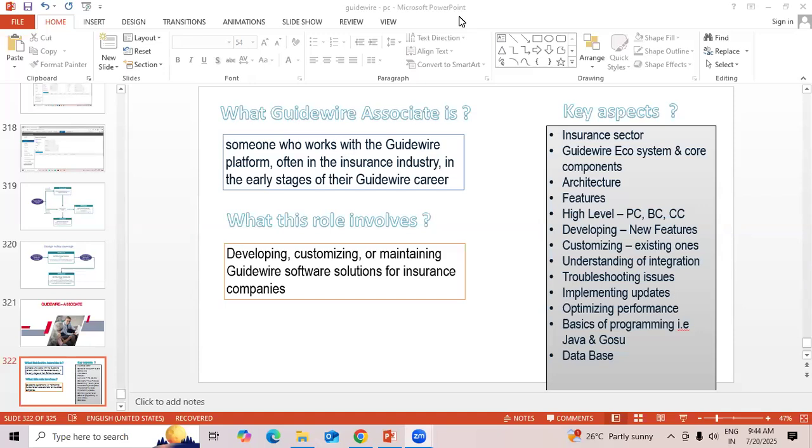So developing new features and understanding the new features is also one of the core responsibilities of a Guidewire associate. We must be knowledgeable with that. Next, customization. Customization means, assume that an insurance company is using a Guidewire application, either PolicyCenter or BillingCenter or ClaimCenter. They may require some changes to the existing one. That's what we call configuration, to make it very simple.